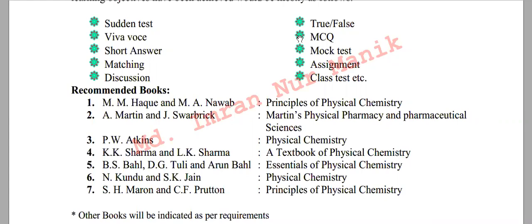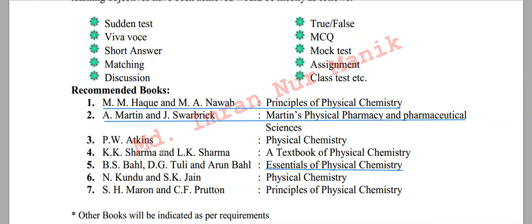We will take the help of the book that is written by the Indian writers, namely B.S. Ball, D.C. Ball, and Arun Ball. They have written the book Essentials of Physical Chemistry, and we will be using this physical pharmacy textbook, Essentials of Physical Chemistry, as our textbook. This book is written by Bangladeshi writers, Principles of Physical Chemistry. This is American standard writing books, Martin's Physical Pharmacy.